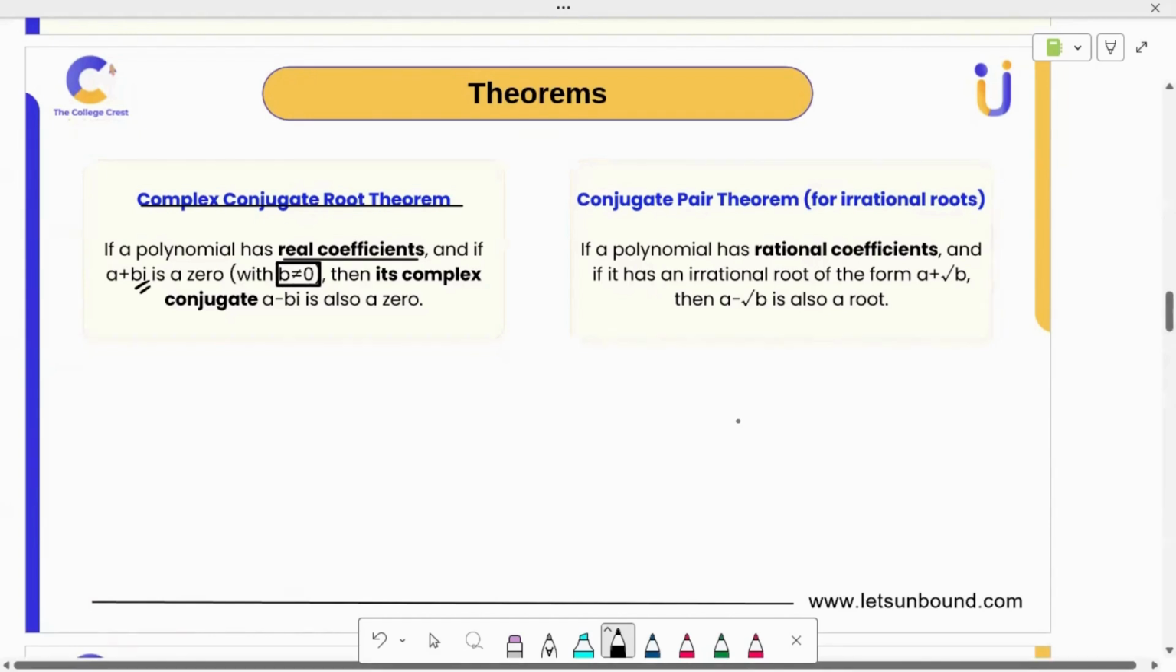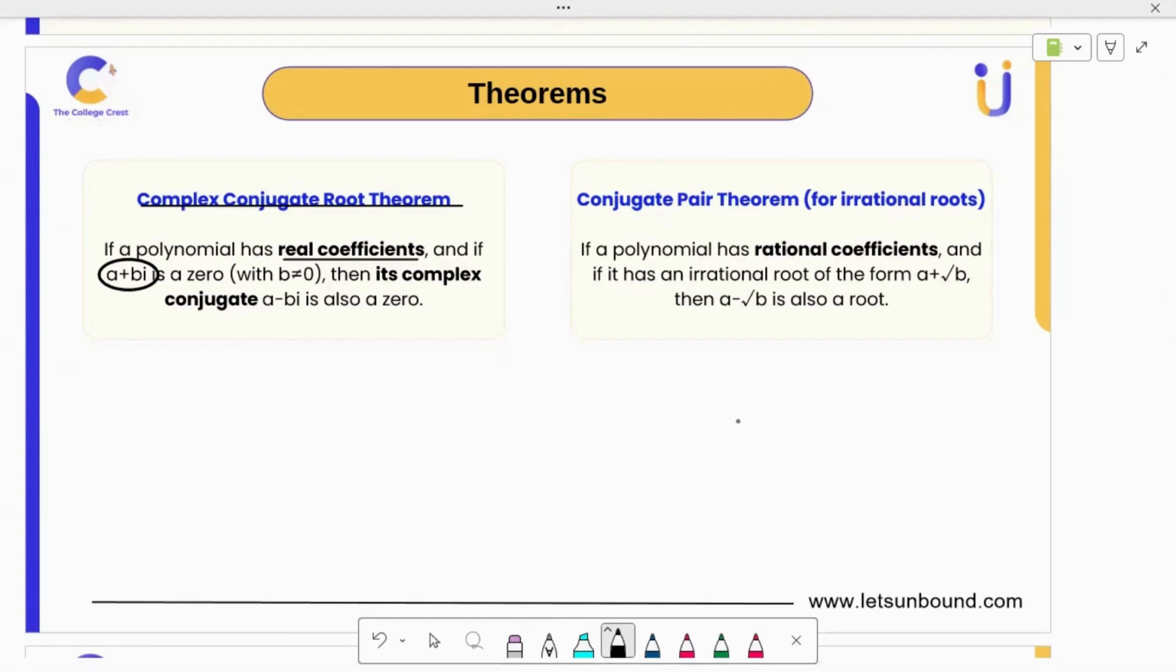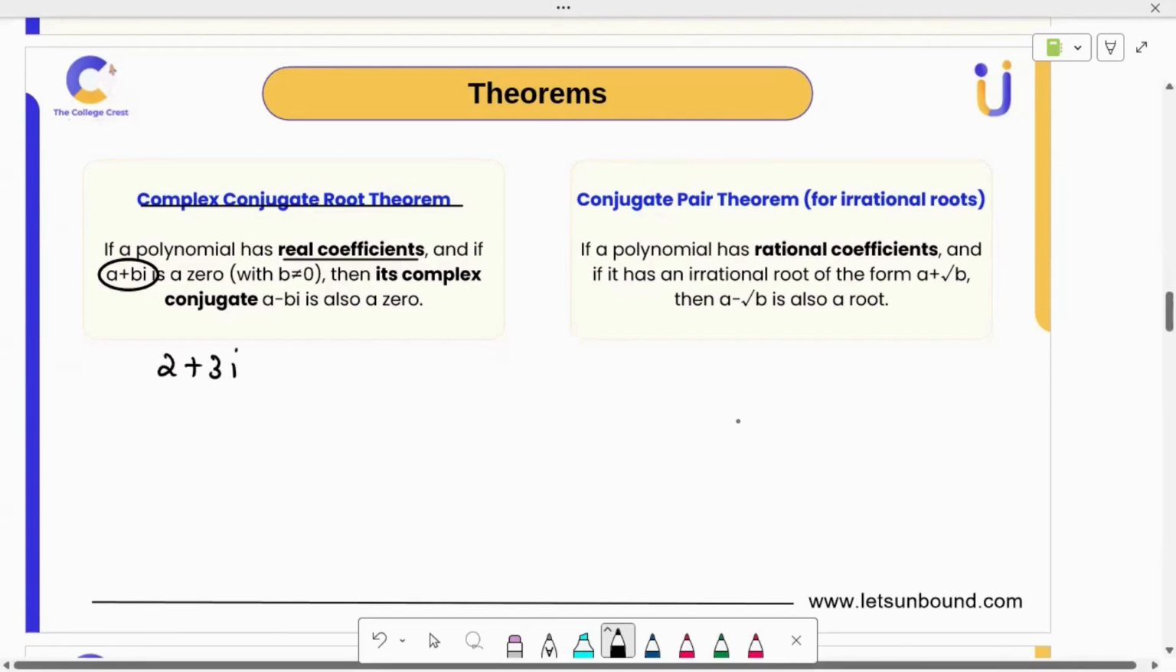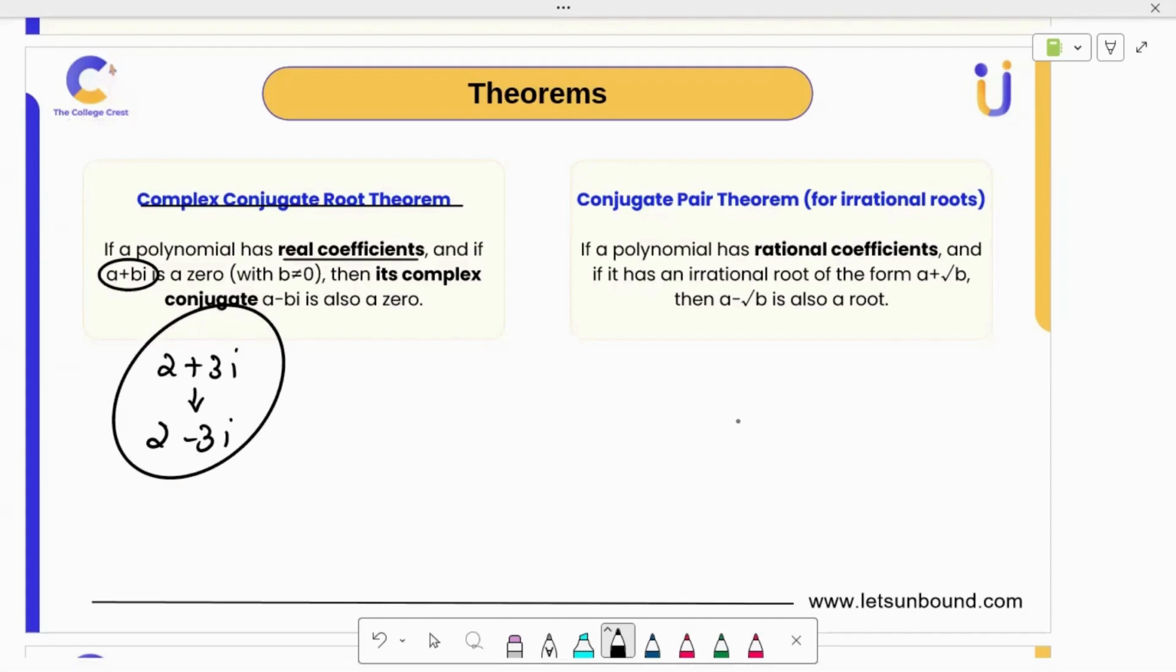B should not be 0 because if B is 0, it will become a real number. So that's a condition. Your polynomial has real coefficients and you know that a plus bi is a zero, then its conjugate is also a zero. So if you know 2 plus 3i is a zero of a polynomial, for sure its conjugate, which means change the sign of the imaginary part, 2 minus 3i, will also be a zero.